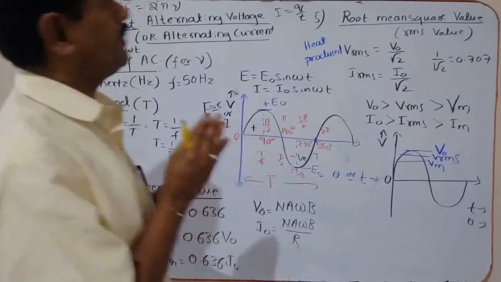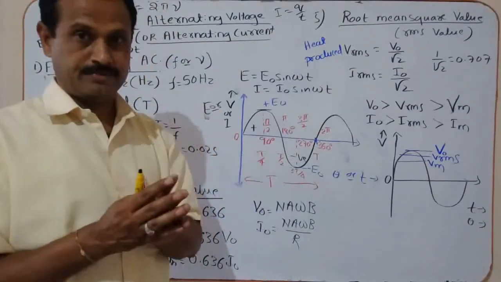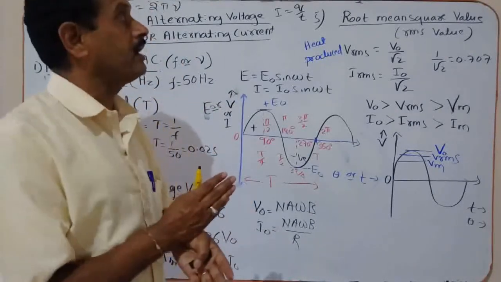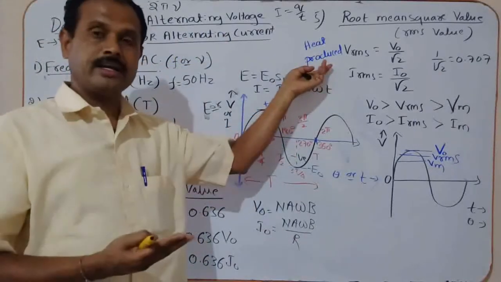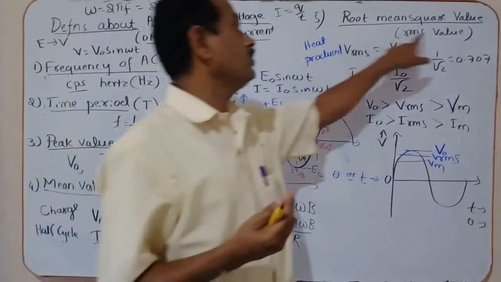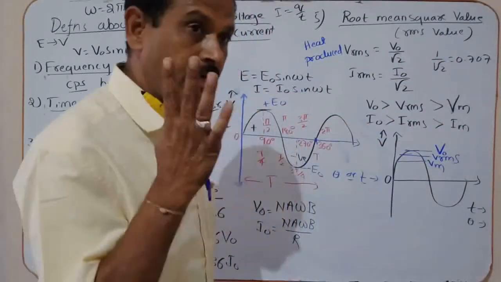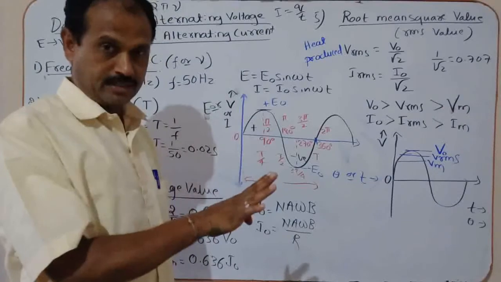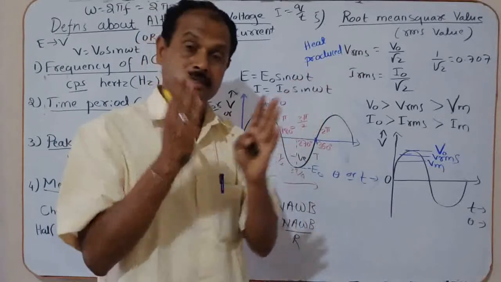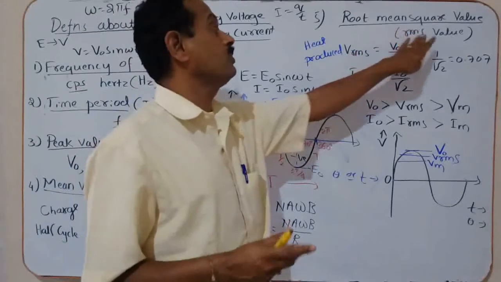The root mean square value of AC is the direct current which produces the same heat as the heat produced by the alternating current in the same circuit in the same time. Once again I repeat, the root mean square value of alternating current is the direct current which produces the same heat as the heat produced by the alternating current in the same circuit in the same time. This is called the root mean square value.